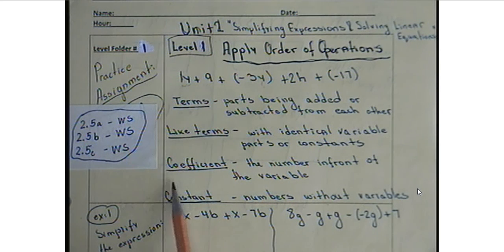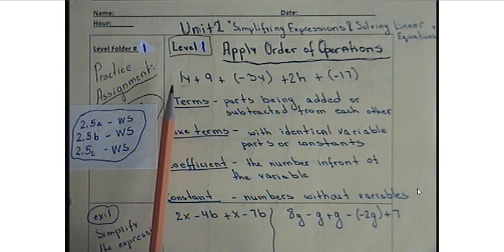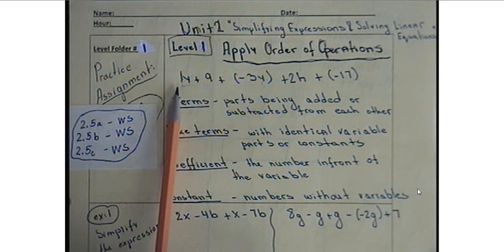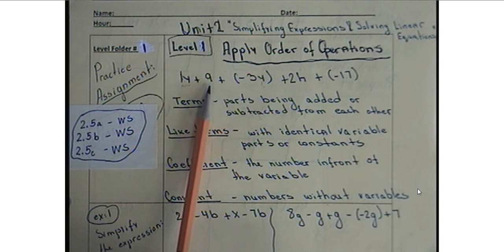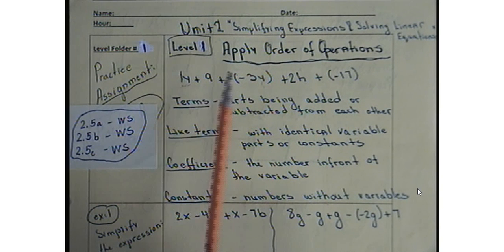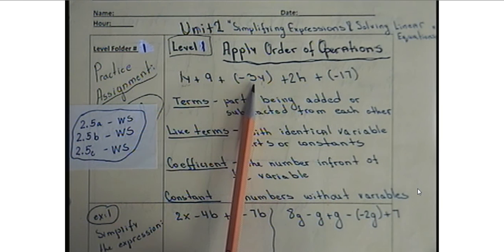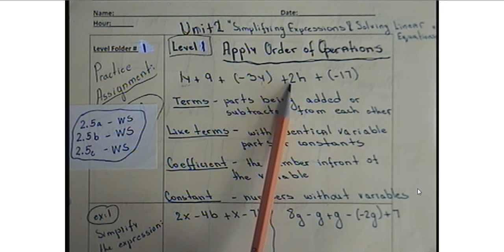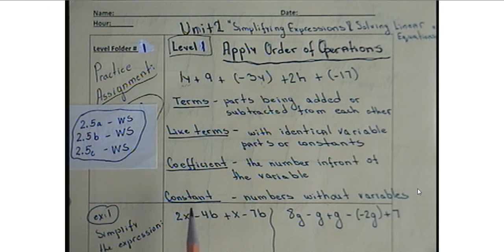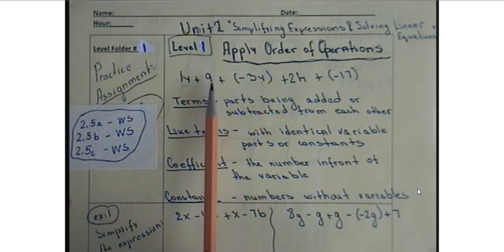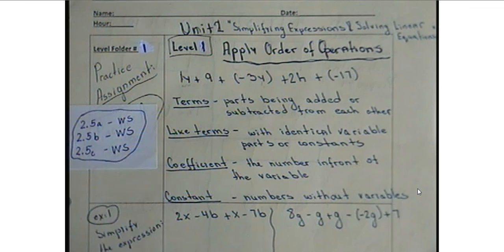Okay, so coefficient again is the number in front of the variable. We have coefficient of 1 here. 9 is not a coefficient because it doesn't have a variable. Then we have negative 3 coefficient, positive 2 coefficient. And the final thing is what we call constants. Numbers without variables, only numbers, are those that we call constants. So 9 and negative 17 will be the constant numbers of this expression.